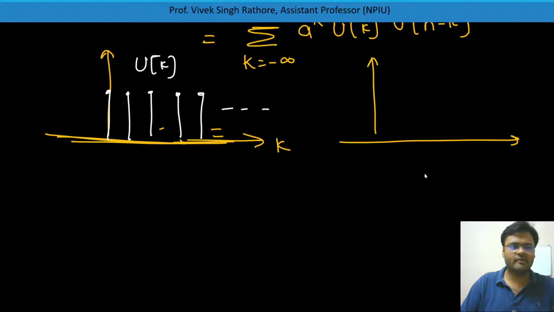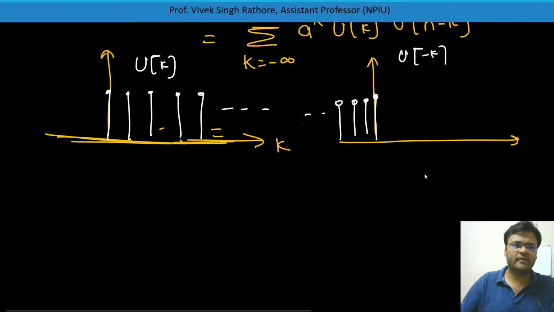u of n minus k means, first we need to, it is in the k domain, na? So what we need to do, first we need to rotate, means across the y axis, time reversal, and then we need to shift. So u of minus k, you have plotted u of minus k. If you plot, you will get this value here, and this value here, here and here, and this goes on. And then you will plot here, I think, u of n minus k means, for every n value, let's suppose n is equal to 3, so till 3 values are plotted.